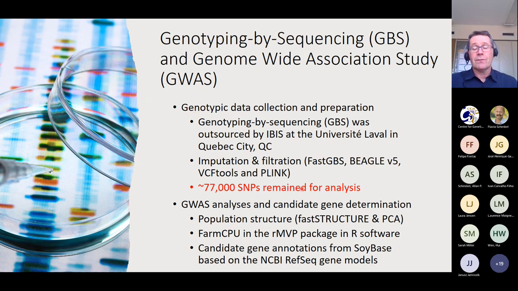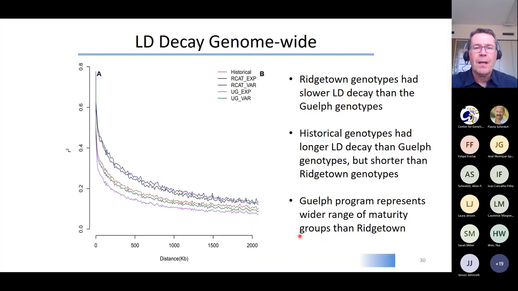And in the end, after all the filtration, we were left with about 77,000 SNP markers for the analysis. Genome-wide association mapping analysis was also done using population structure, FarmCPU, and rMVP packages in R software. And then we also looked at candidate genes within those regions, but that data I will not be presenting due to time limitations. So starting off with the LD (linkage disequilibrium) decay, we have discovered some interesting patterns here.